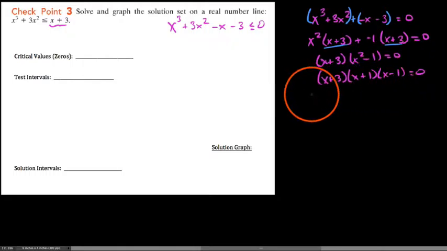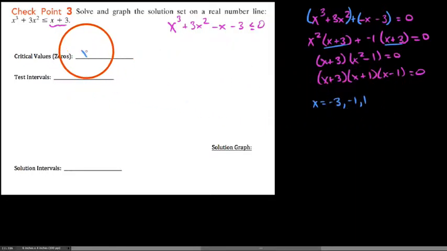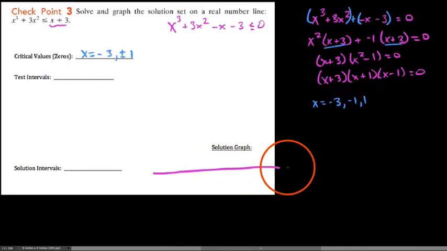The completely factored form of this expression would be x minus 1 and its conjugate, x plus 1. And so if we carry all of these factors off and we set them equal to 0, what we determine is that our critical values will be at negative 3, negative 1, and positive 1. So we're going to write our critical values up here. We say negative 3 and also at plus or minus 1. So these being our critical values here, what this is going to allow us to do is set up our number line and put our critical values on it and set up our test intervals.